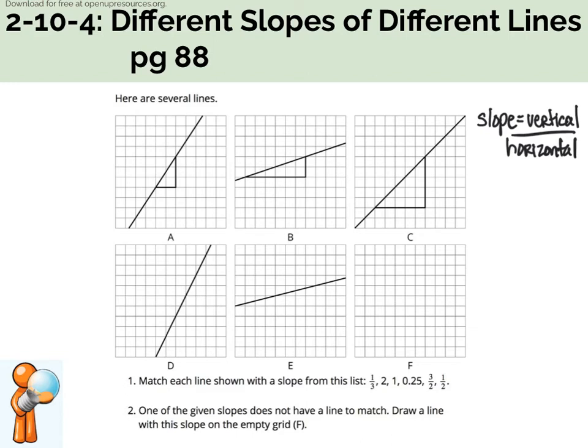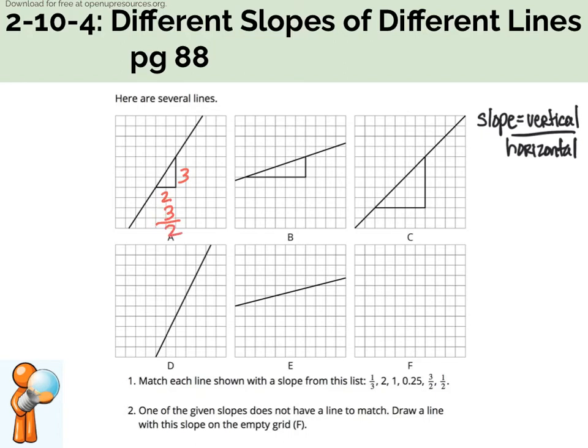And I'm going to look at A. So how far is my vertical? I'm looking at how far it is up and down. If I go ahead and count those, that is 3. How far is my horizontal? Side to side, let's count it. That is 2. So for A, the slope is 3 over 2.